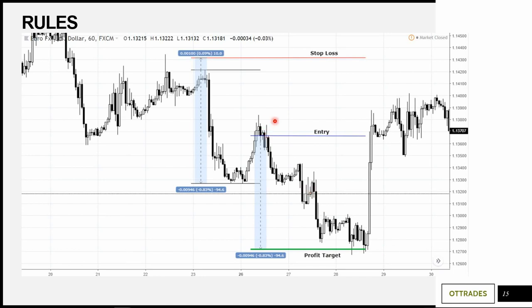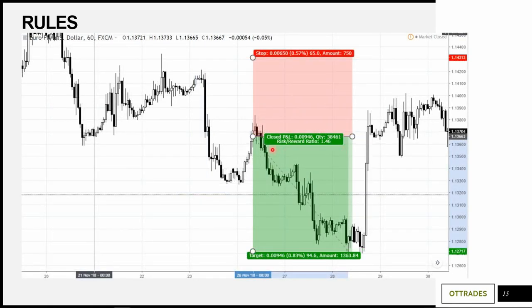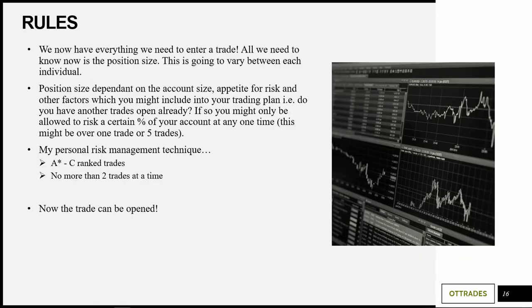If price were to move higher, it would stop us out here for however much we risked on the account. Maybe we risked 1% to make, I'll show you on the next slide, however much. So 1% of £1,000, you risk £10 to make, let's call it £11, something like that, which gives a risk reward ratio of 1.46. So you risk £10 to make £14.60. And that is pretty much it.